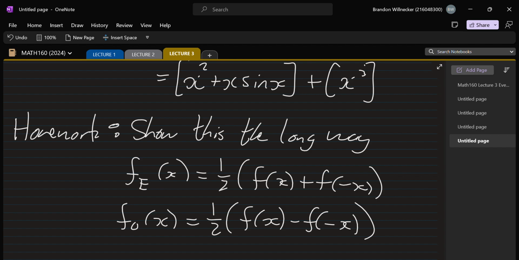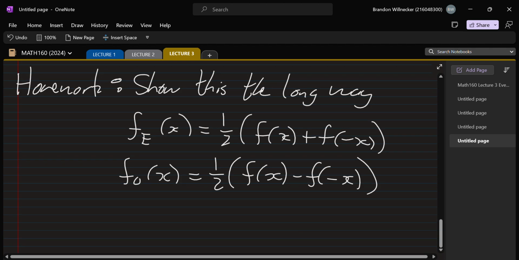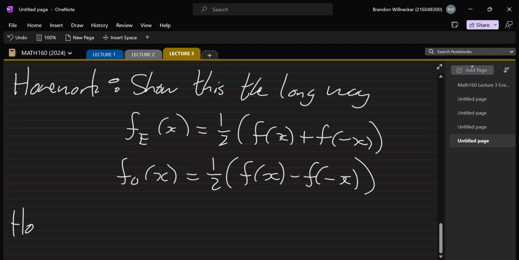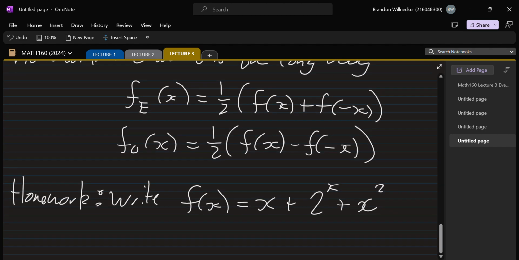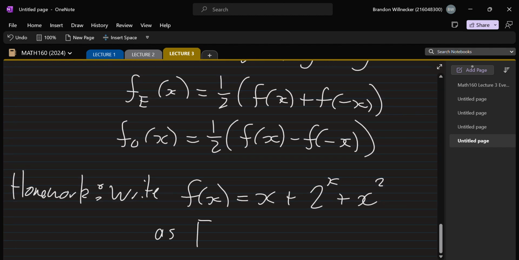And then the final homework question for today. Write f of x, x plus 2 to the x plus x squared, as f even plus f odd.